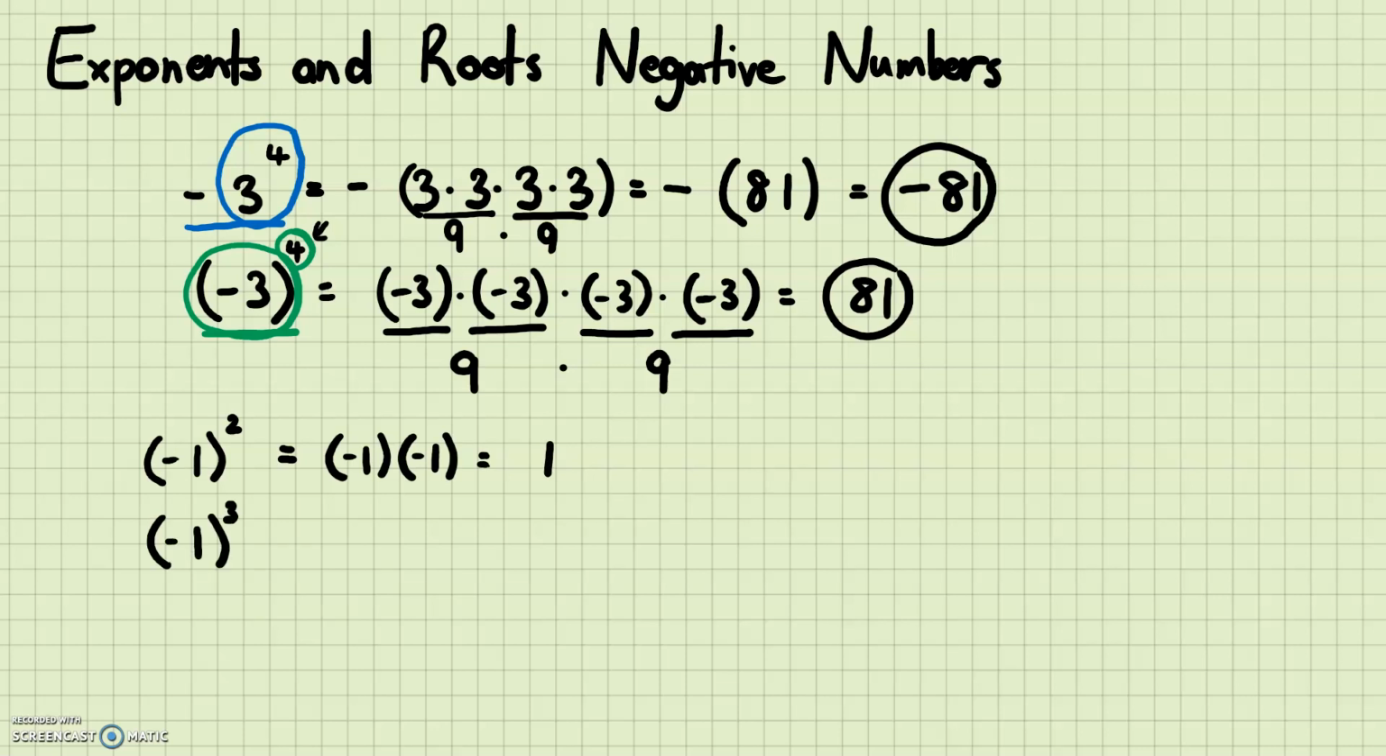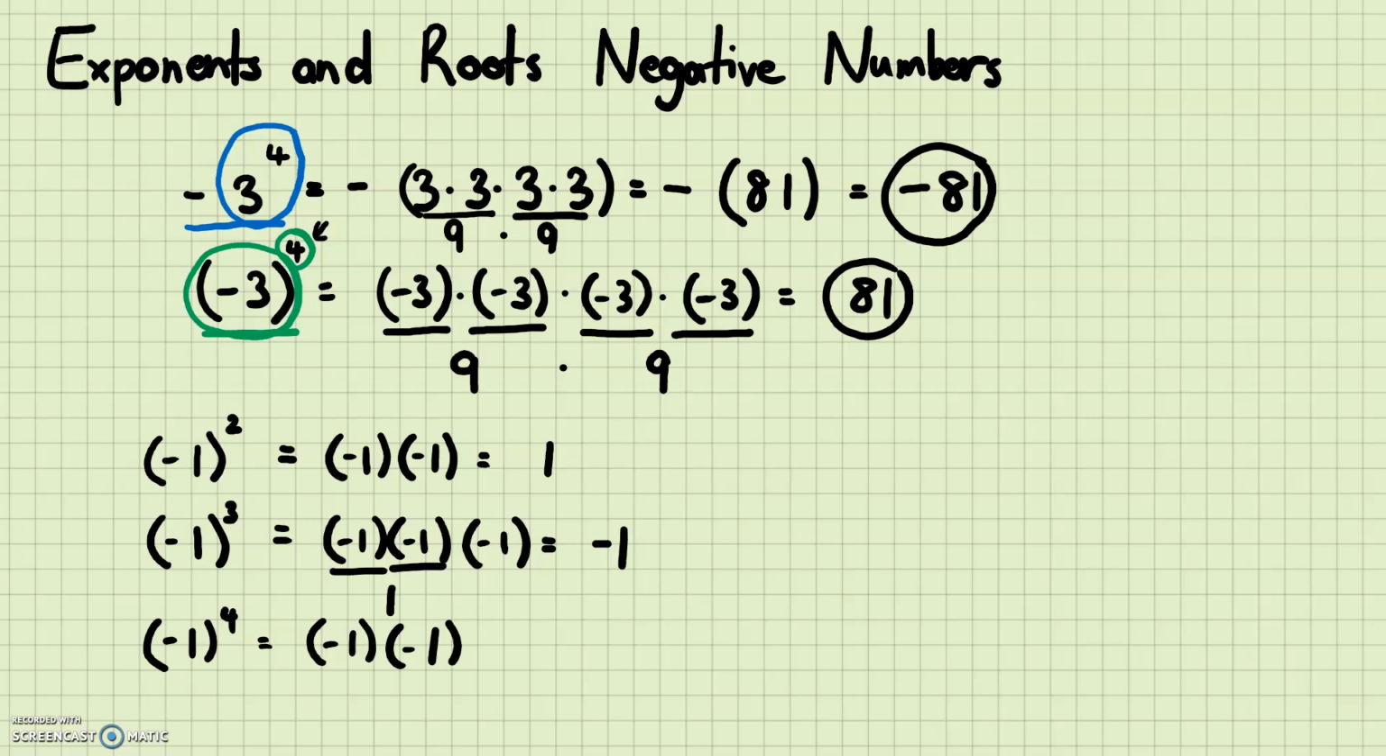That's the negative 1 cubed. That's negative 1 times negative 1 times negative 1. Negative 1 times negative 1 here is going to be positive 1. Positive 1 times negative 1 is going to be negative 1. Negative 1 to the 4th power is going to be negative 1 times negative 1 times negative 1 times negative 1. These are going to be positive 1. So the answer is going to be positive 1.